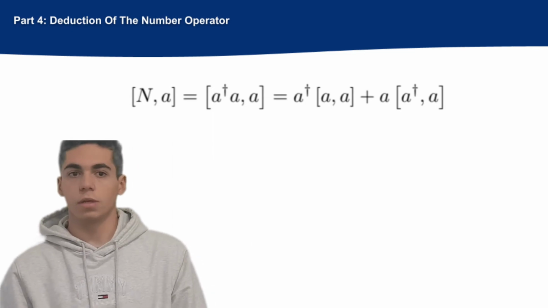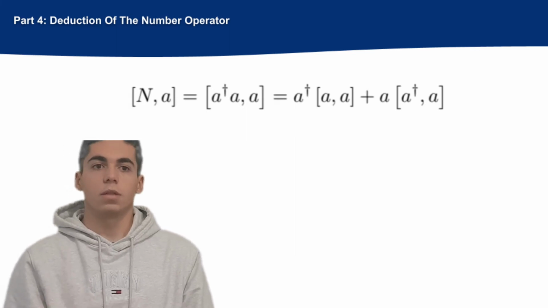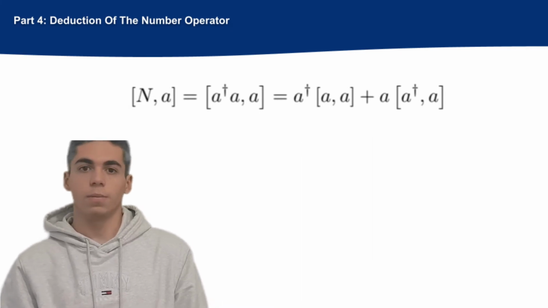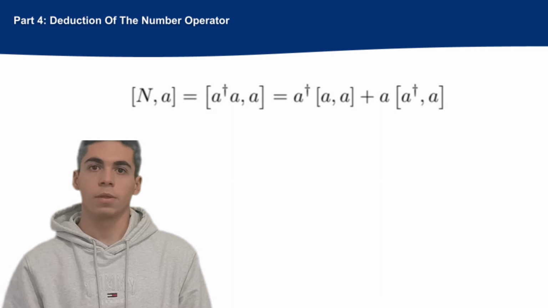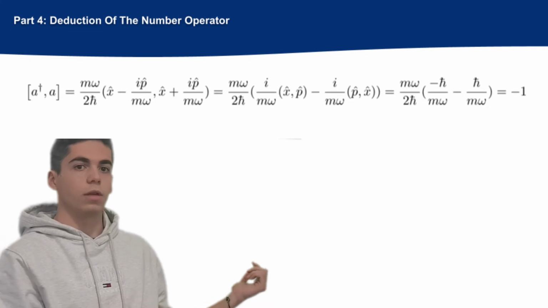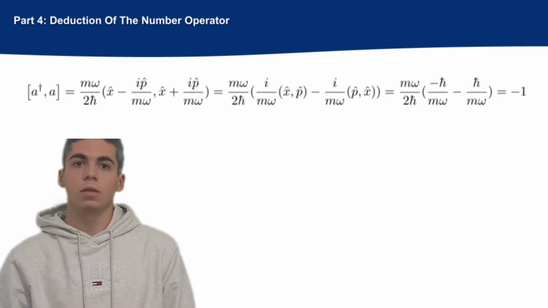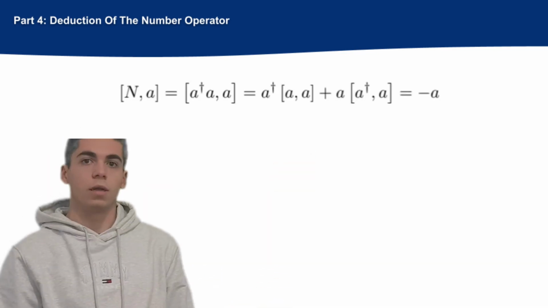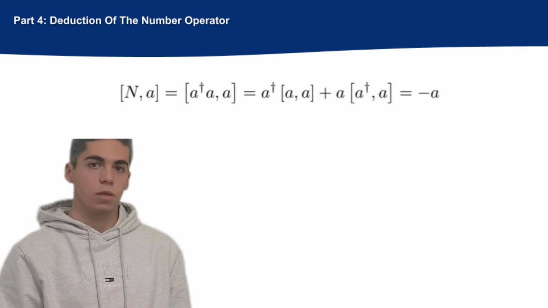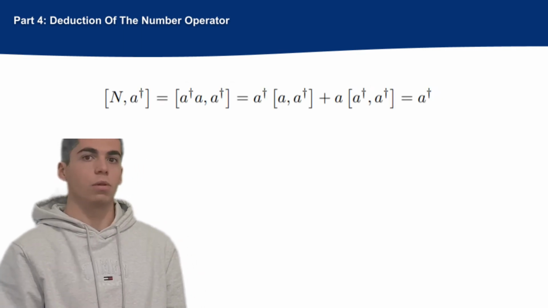We will also use the operation that we did before, x with p is equal to i h bar, and p with x is equal to minus i h bar. We see here the commutator of a and a dagger is equal to 1, and the commutator of n and a, which is equal to minus a, and the commutator of n and a dagger is equal to a dagger.